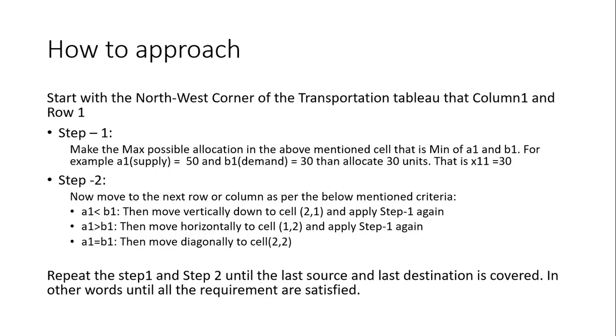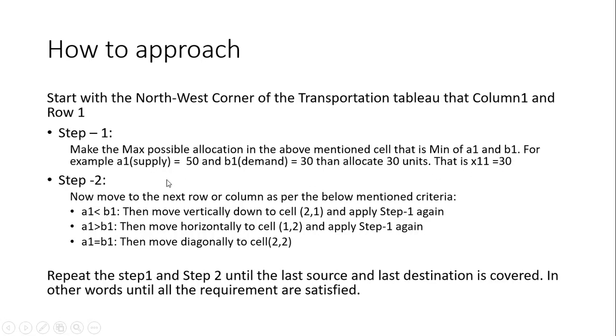The first step is to make the allocation into the northwest corner cell, and that allocation is the minimum value of A1 and B1. For example, if A1 supply is 50 and B1 demand is equal to 30, then allocate 30 units. In other words, X11 is equal to 30.